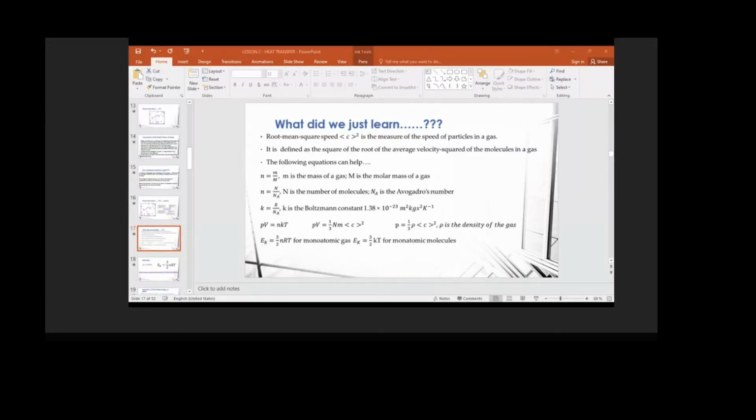The two last equations find us the kinetic energy, which we're going to look at how we get those equations, because it's important to know how to derive those equations. All right, so any questions thus far? No, okay.